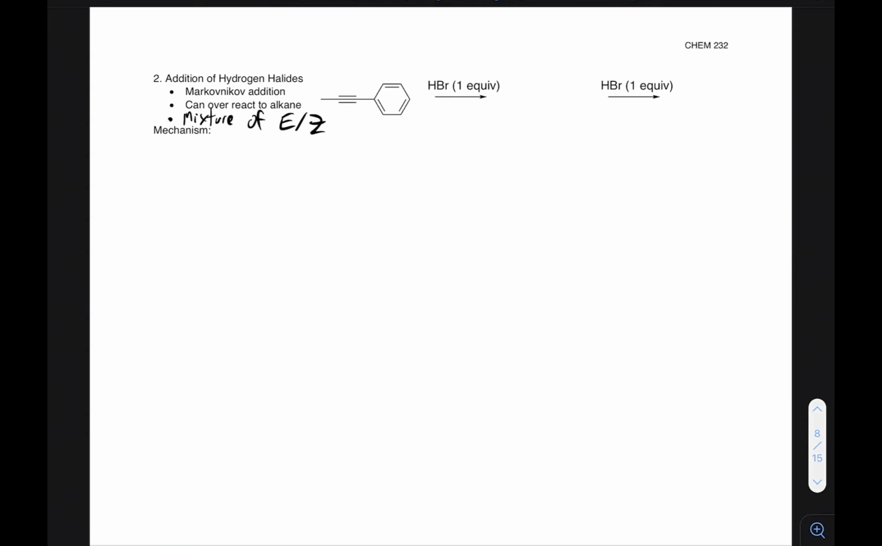So let's go ahead and look at what we get here. When we add one equivalent of HBr, one hydrogen halide, we end up getting just the simple alkene, like this. With that bromine adding onto the more stable carbocation. And then we get a full reaction to the alkane, if we add two equivalents, which ends up looking like this.